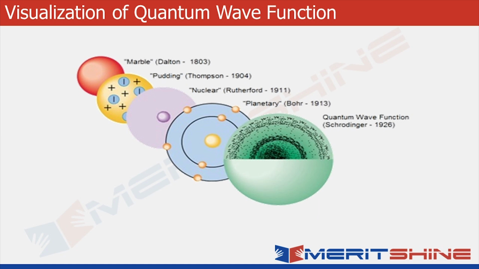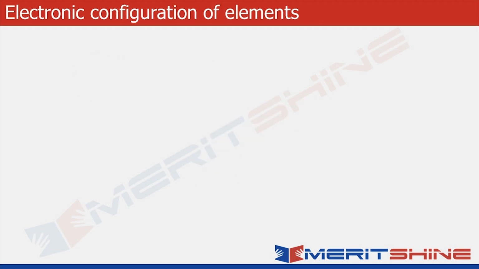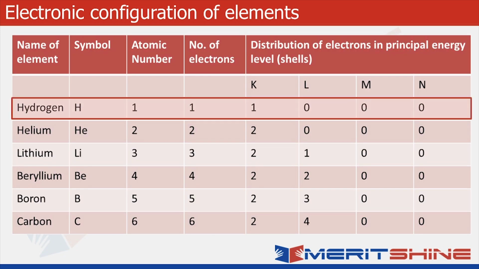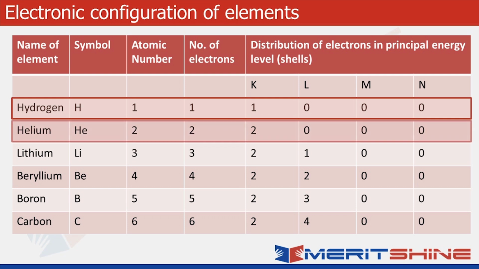Now that we have understood the concept of electronic configuration, let us move forward and try to write the electronic configuration for a few elements. Here we would deal only with principal energy levels, that is shells. Let us begin with hydrogen. We know that hydrogen has only one electron. The only electron will go in the K shell. We know that helium has 2 electrons, and both of these electrons will go in the K shell.